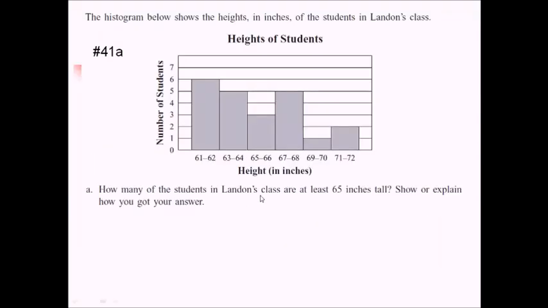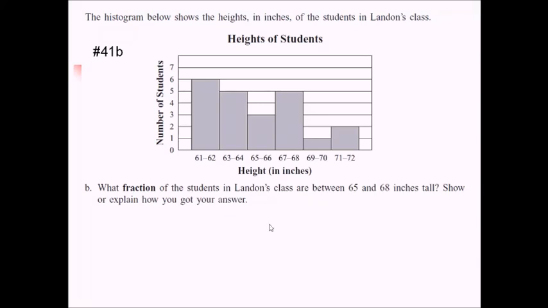For number 41, we have a free response problem with a histogram that gives heights of students. We want to know how many students in Landon's class, that's who this is all based on, are at least 65 inches tall. So at least 65 inches tall, we are looking at the 65 to 66 category and also all the heights that are taller than that. So we essentially have to add together all of these bars from 65 onwards. So that is going to be 3 plus 5 plus 1 plus 2, and those all add up to 11.